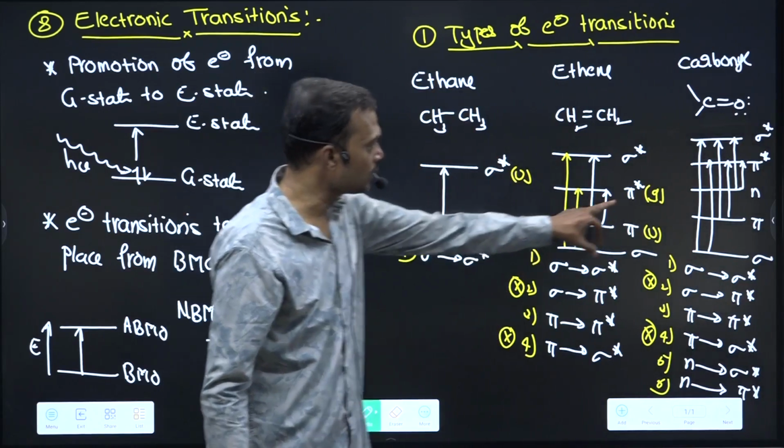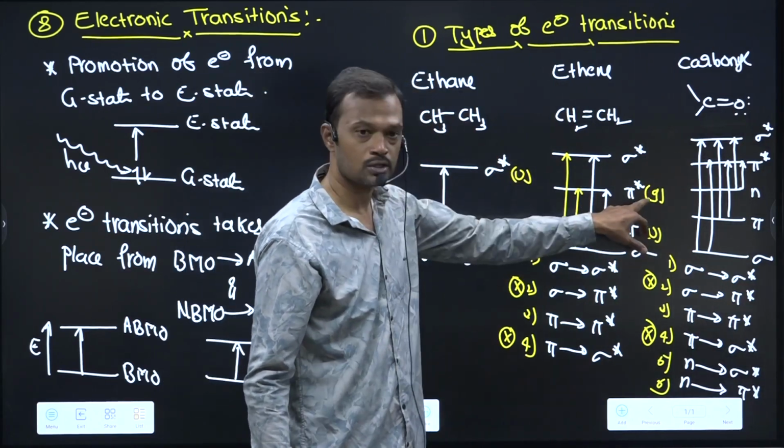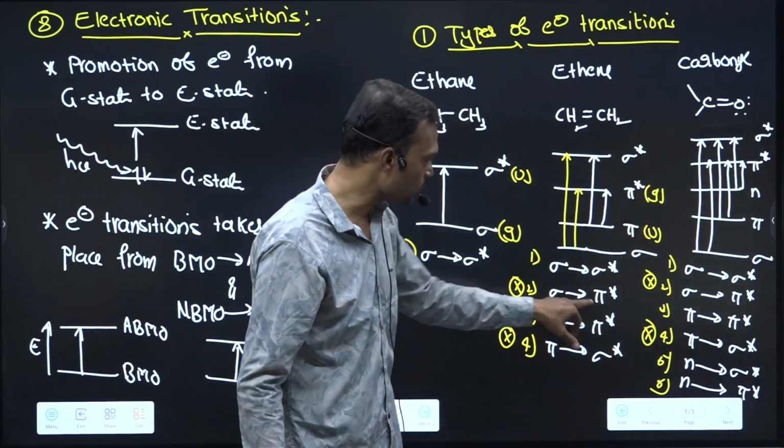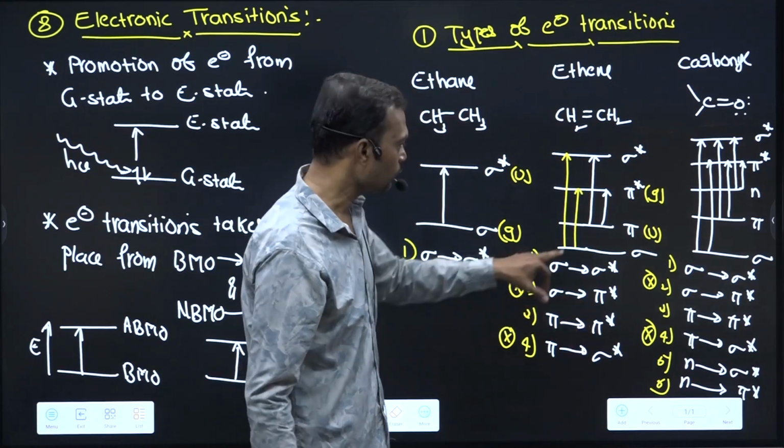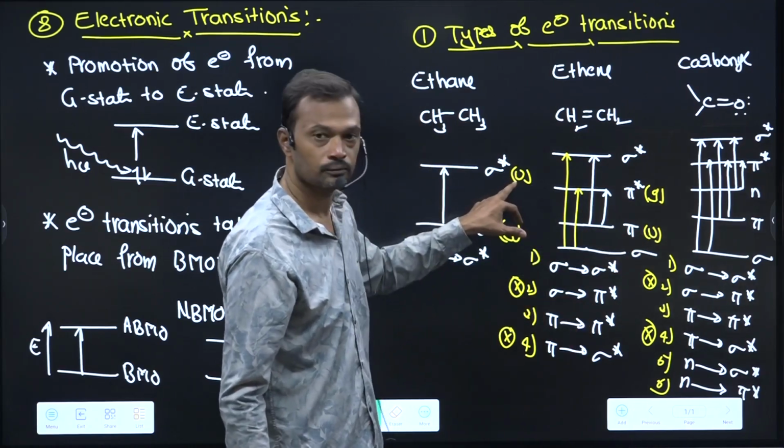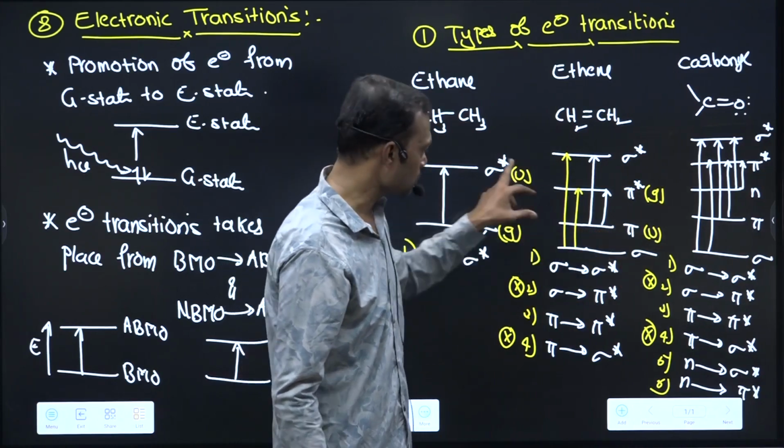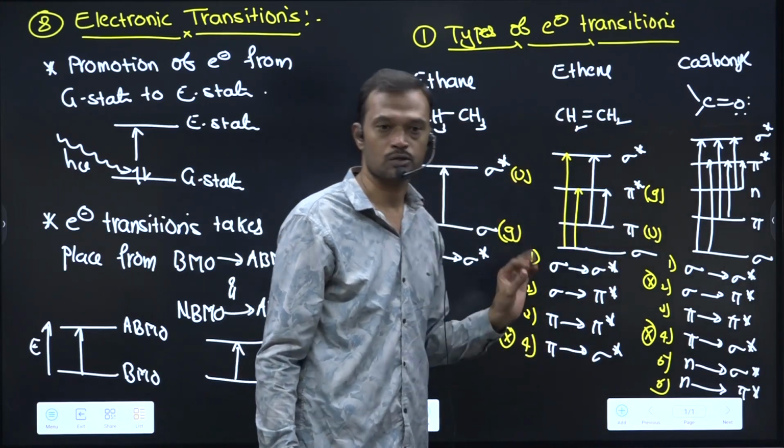So see, gerade is there. Sigma to pi star, what is it? Gerade. So that's why sigma to pi star does not exist. And one more, ungerade to ungerade: pi to sigma star also does not exist.